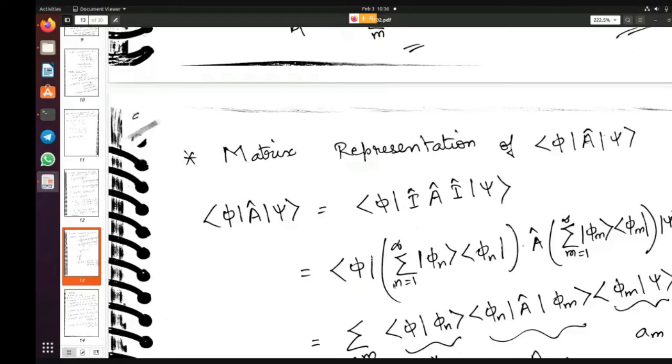This is a formula for the general case. That's why n is going from 1 to infinity. But if B is only a 3 cross 3 matrix, then n will go from 1 to 3, and that will give you your identity operator. So that is what I mean by it. All these phi n's are eigenvectors of a particular operator.